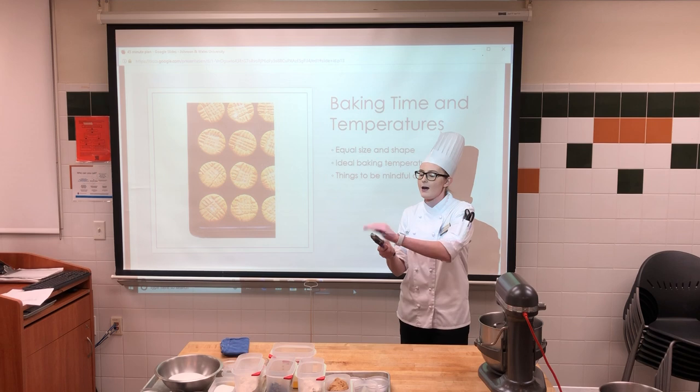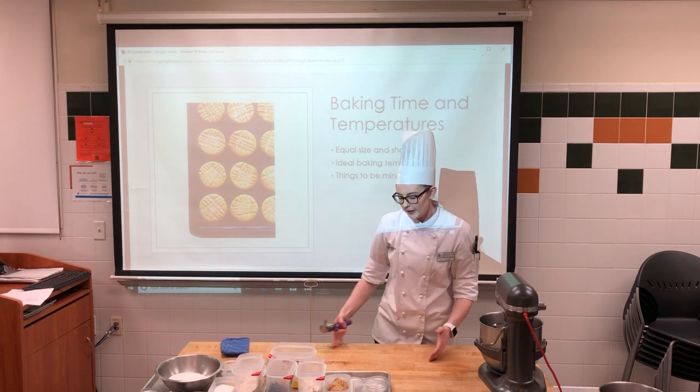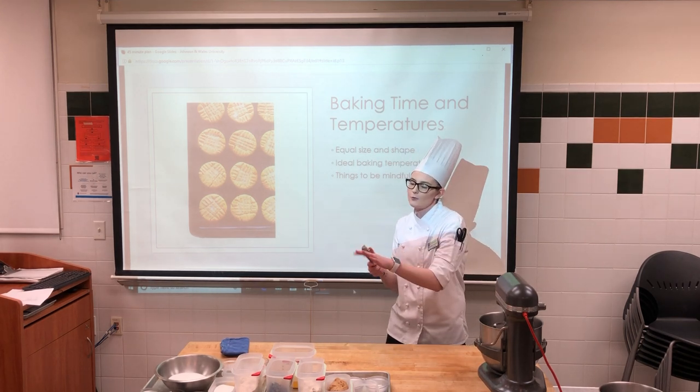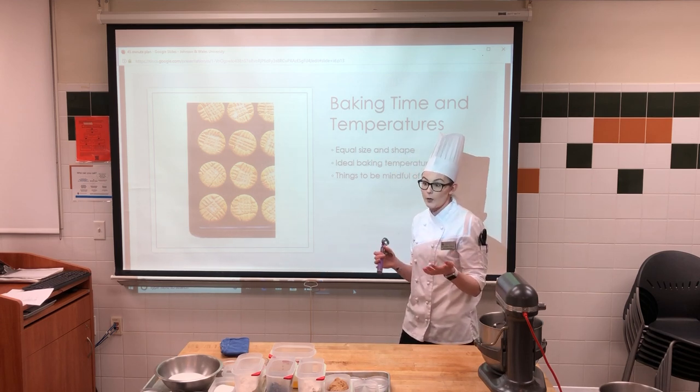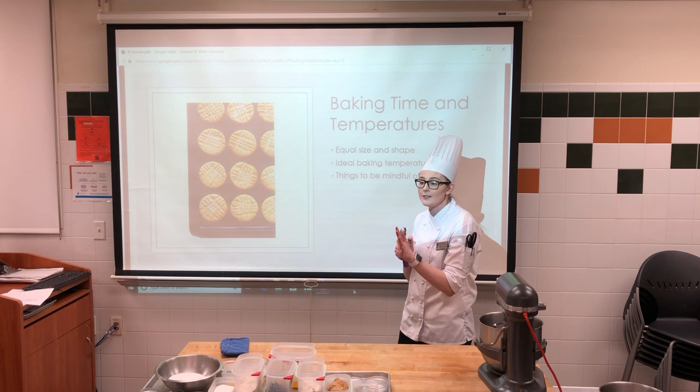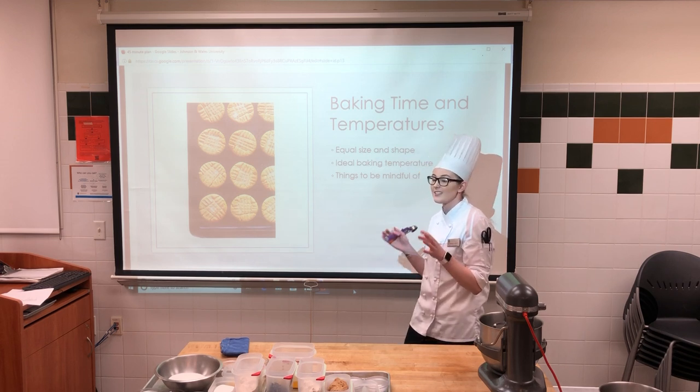If you have a mounded scoop, then a level scoop, and then a mounded scoop on the tray, they're all not going to bake the same, right? So we all need to make sure that they're the same size, the same shape. I also like to stagger my cookies.